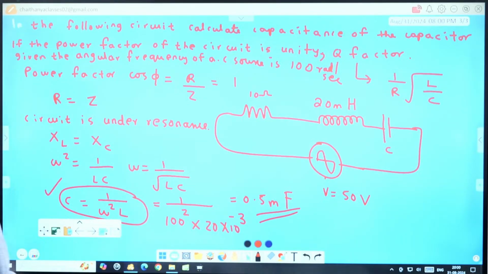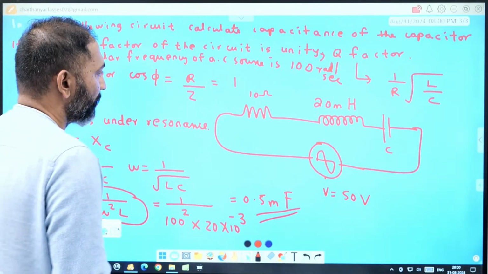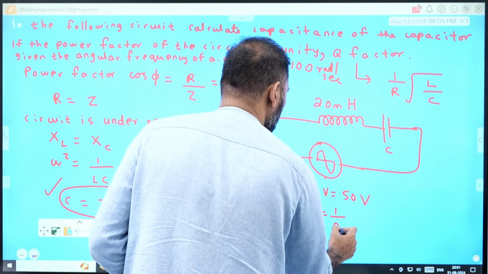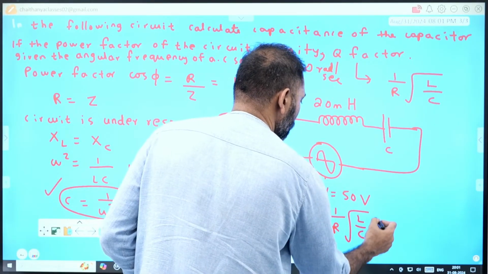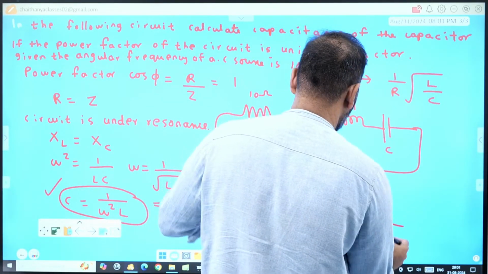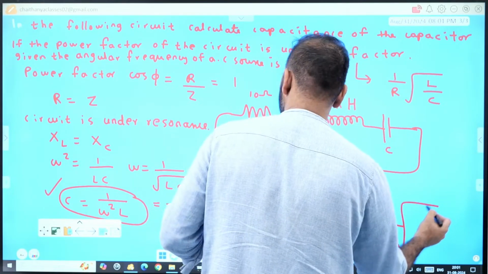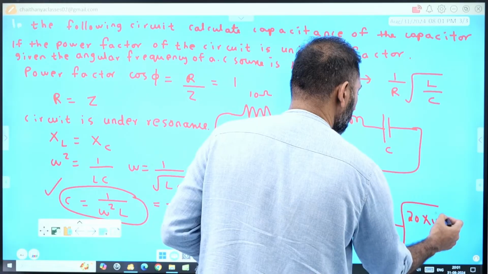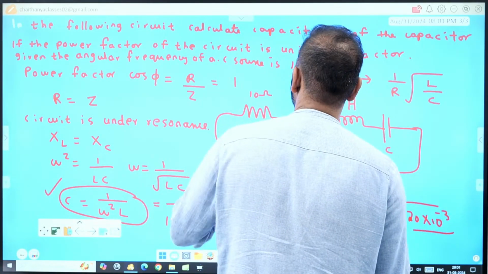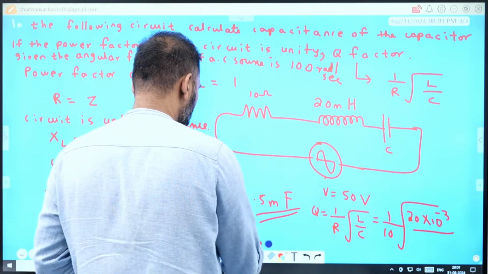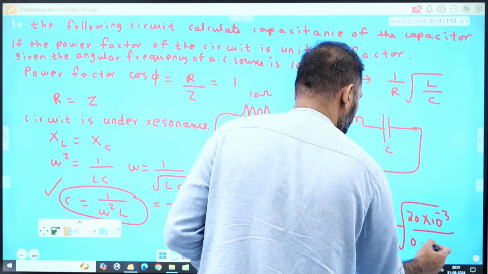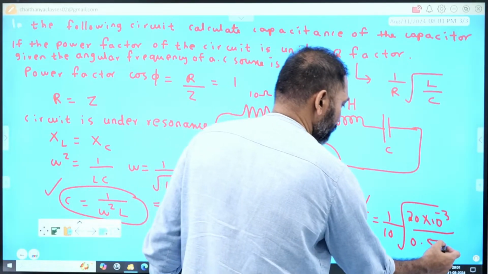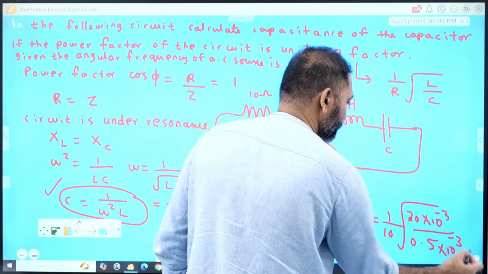Now what is Q factor? Q factor is equal to 1 by R root L by C. So what is the R value? 10. Root of L, the self-inductance, is 20 into 10 raised to minus 3, divided by the capacitance value, 0.5 millifarad, so 0.5 into 10 raised to minus 3.